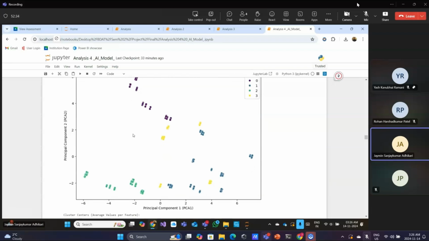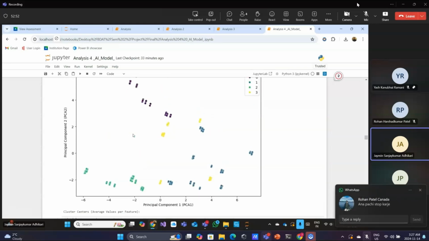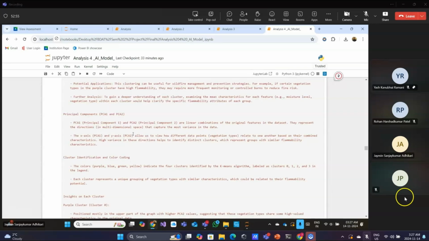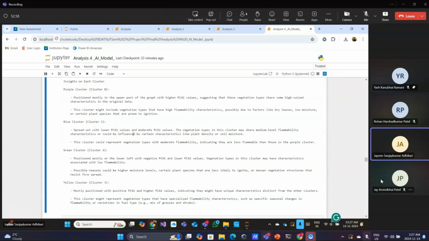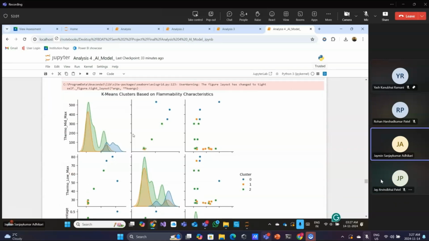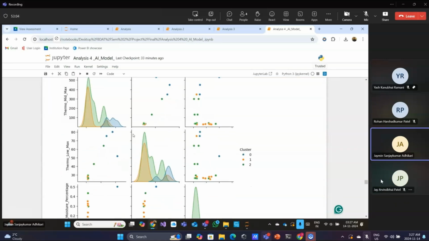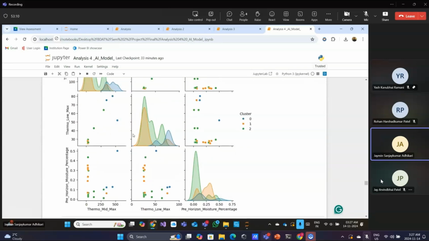Next, clustering for the risk assessment. The clustering analysis groups vegetation by flammability level, which helps to identify and monitor high-risk vegetations. This is what the scatter plot represents. Then we move ahead to the K-means clustering.